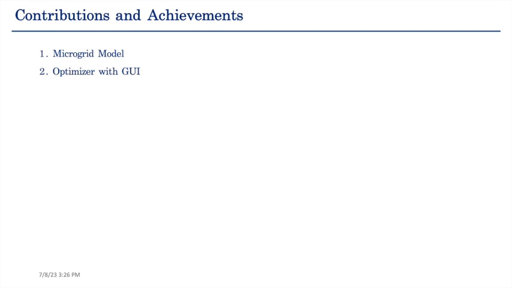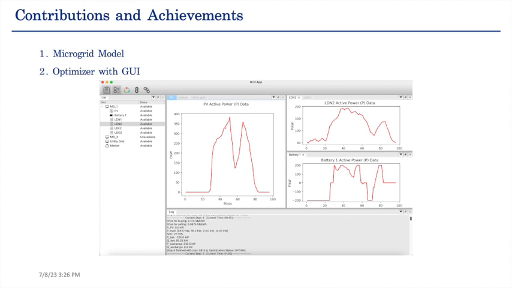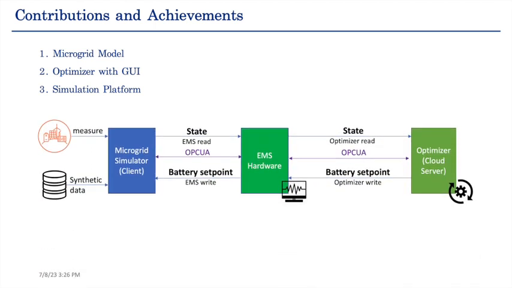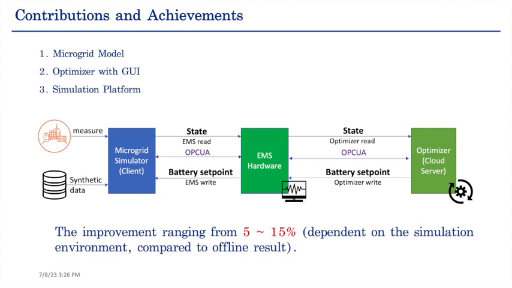Then it comes to our optimizer. We have a novel real-time optimizer with a graphical user interface. It is very easy for the user to use. Lastly, we have a simulation platform to assess different optimizers and algorithms. The improvements range from 5 to 15% depending on the simulation environment, compared to the offline results.